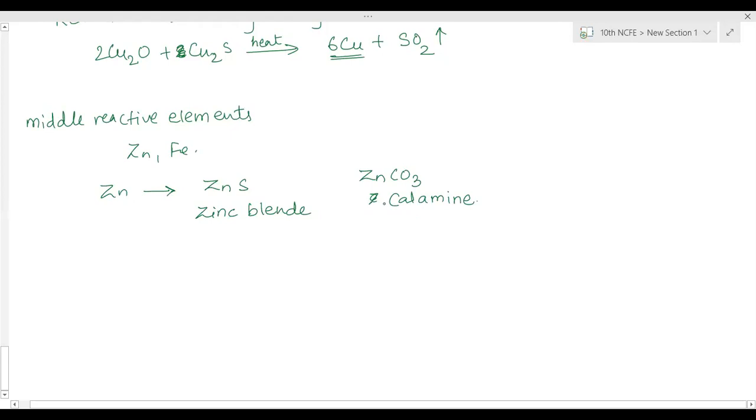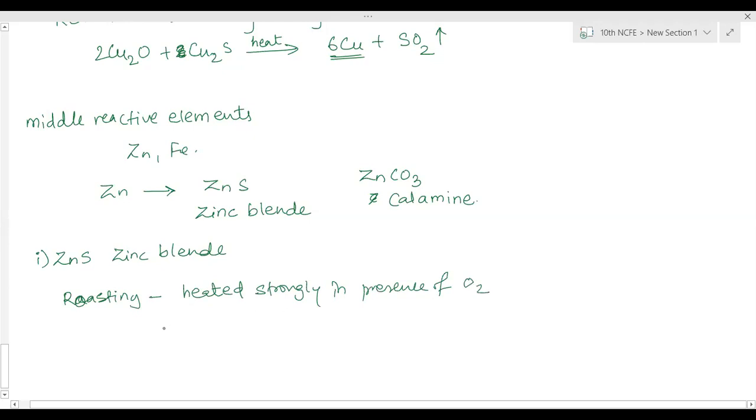Now one by one, we have to check both of them. First we will see zinc sulfide, that is zinc blende. It is a sulfide ore, so it undergoes roasting first. Zinc sulfide is heated strongly in presence of oxygen. So zinc sulfide combines with oxygen and forms zinc oxide plus sulfur dioxide.